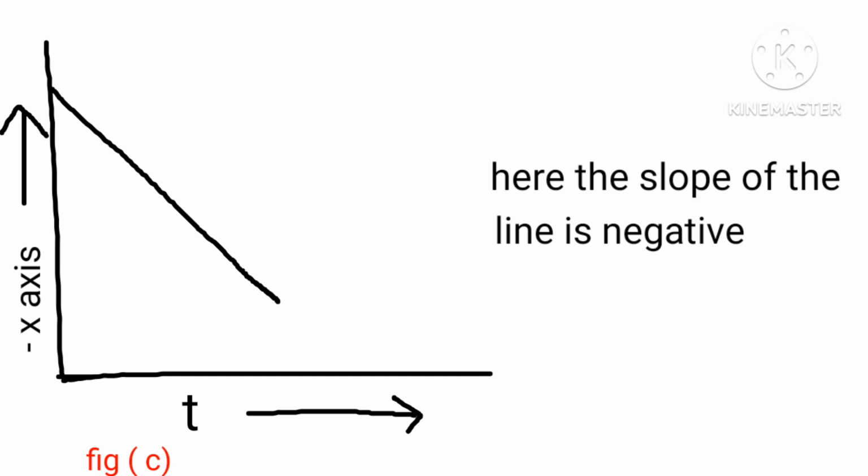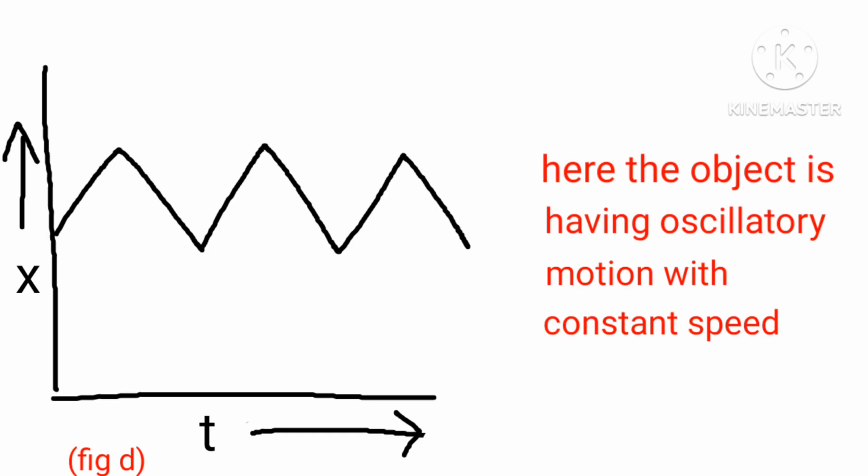Figure D shows the x-t graph of an object having oscillatory motion, but here the speed is constant, and the direction of velocity changes from positive to negative.